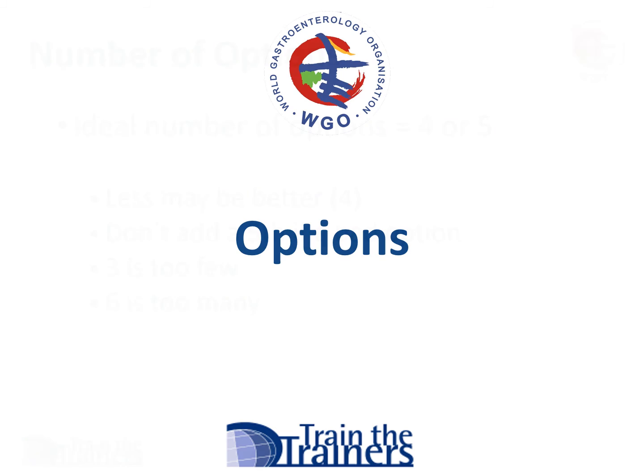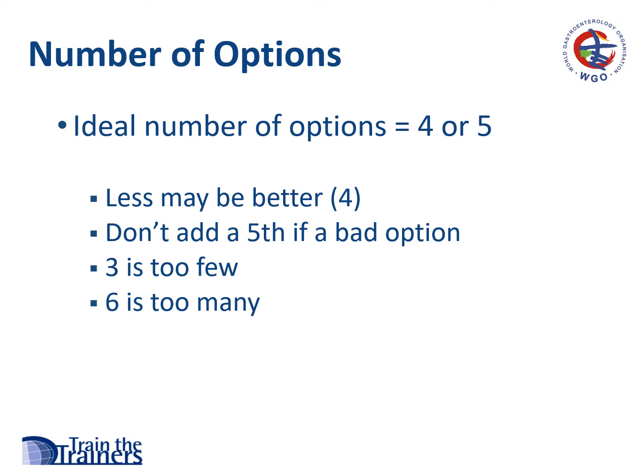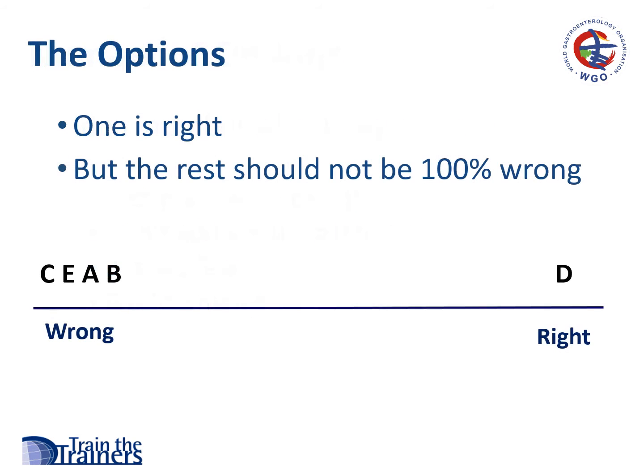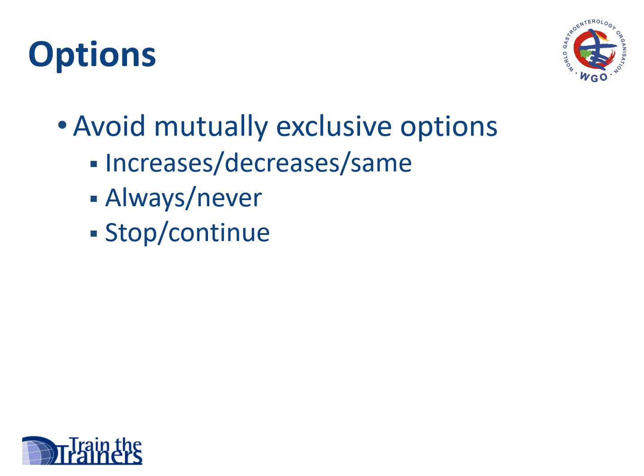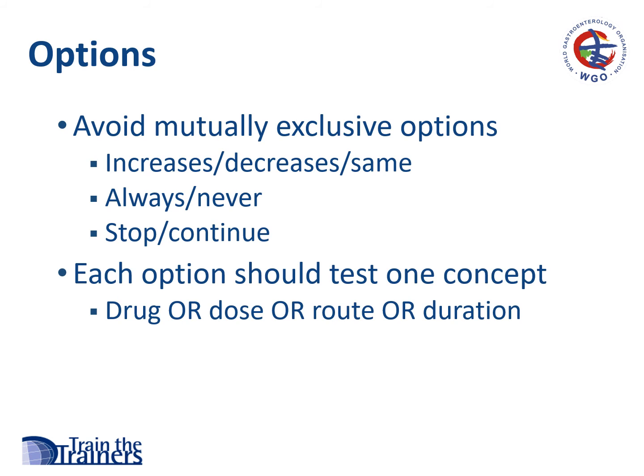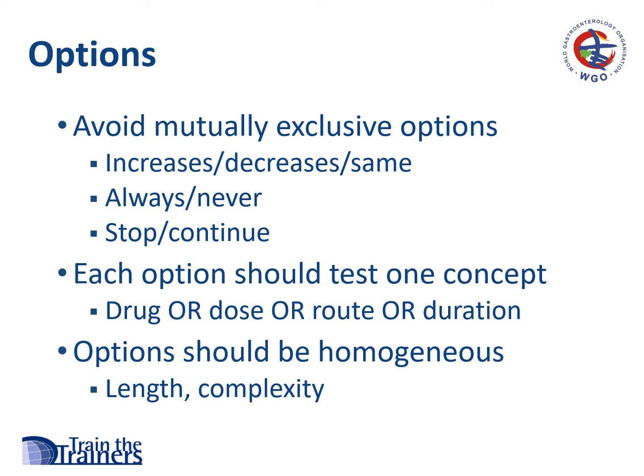The options should have 4 or 5 answers, but don't add a 5th if it's not a reasonable option. There should always be one correct answer, but the other options should not all be 100% wrong, but there should be a spectrum of less plausible answers. You should avoid mutually exclusive options. Make sure that you are only testing one concept at a time. And try to keep the options the same length and complexity.